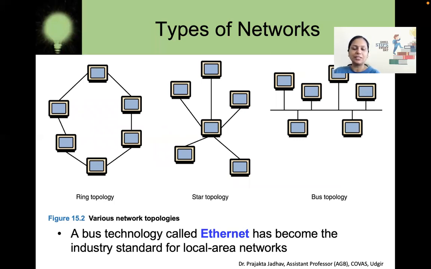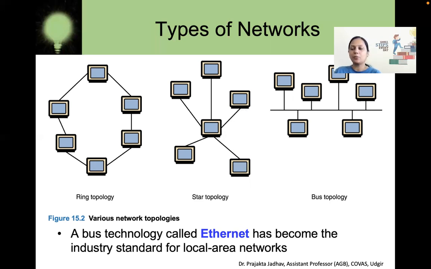You see, the first one is a ring topology. It means that all the computers are connected to each other in a circle. One computer is connected to another, connected to a third, and so on. This is called a ring topology. Further, there is a star topology. Like in ring topology, any of these computers could be a server. In star topology, necessarily this middle computer is a server to which all the other computers are connected. So this is a star topology.